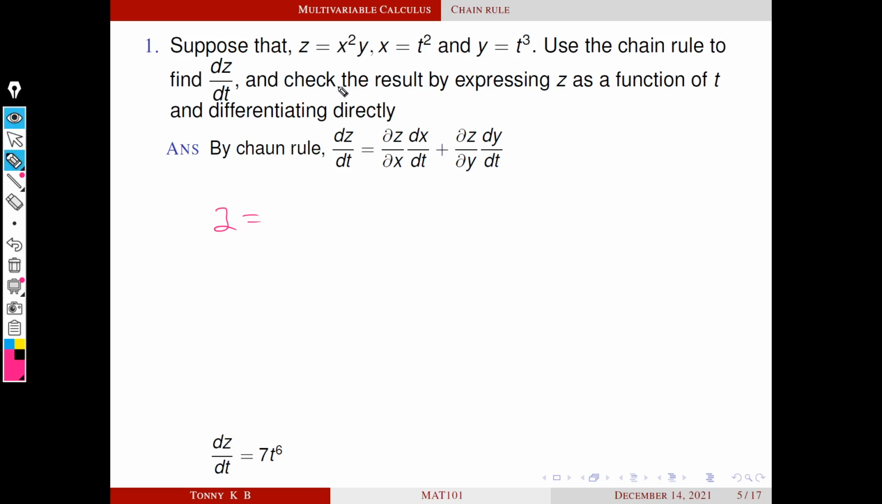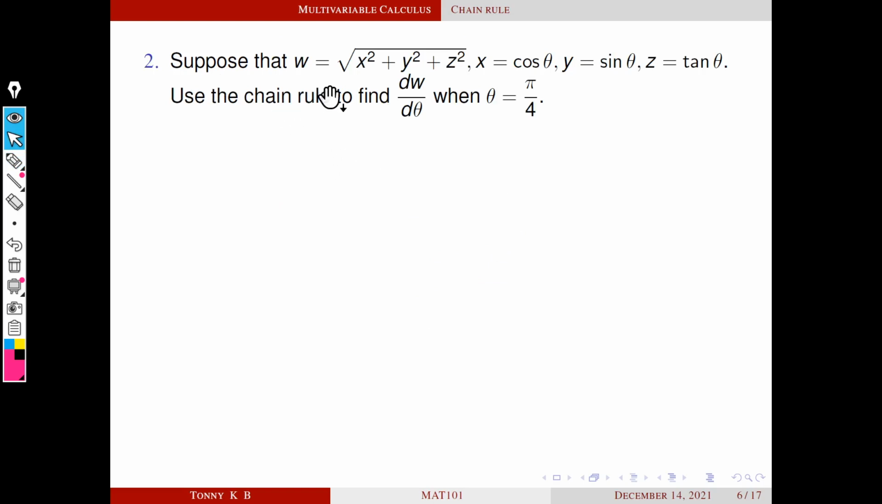Z is equal to x square y. What is x? t square. So this becomes t square whole square into y, which is t cube. That is equal to what? That is equal to t raised to 7. So next we have to find dz by dt. So that is 7t raised to 6. The same answer. Okay.